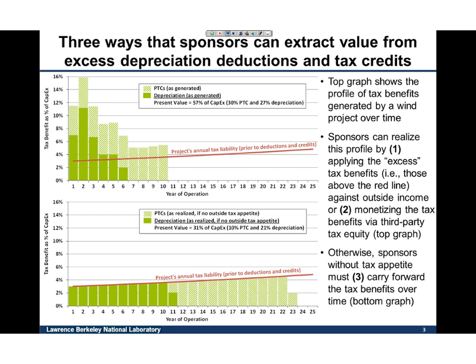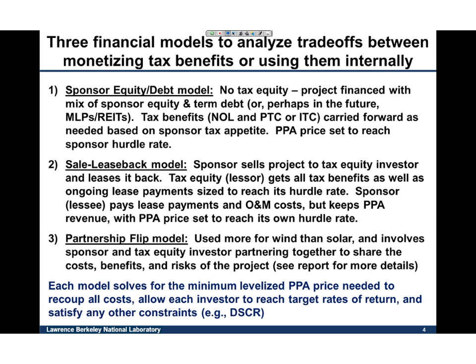Okay, in order to explore the trade-offs between monetizing tax benefits or using them internally, I developed 3 different financial models that mimic or replicate the financial structures that are most commonly used for utility-scale wind and solar projects today. So the first of these is what I'll call a sponsor equity and debt model, which is relatively simple because it does not involve third-party tax equity. Instead, it simply assumes that the project is financed by some combination of sponsor equity and project-level term debt, with tax benefits carried forward as needed depending on the sponsor's tax appetite.